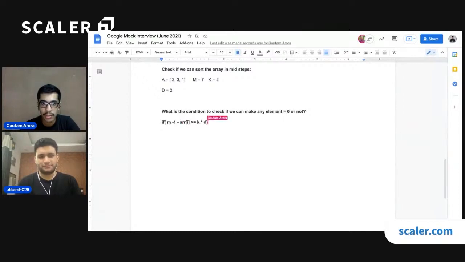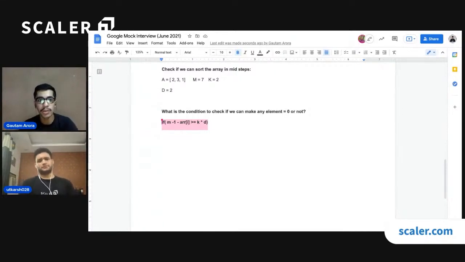So if this condition is true, I can say that it can't become 0, because we need the gap to be fulfilled by k into d, means we need to make the gap fulfilled so that it can become 0. So it must surpass the limit of k and d.